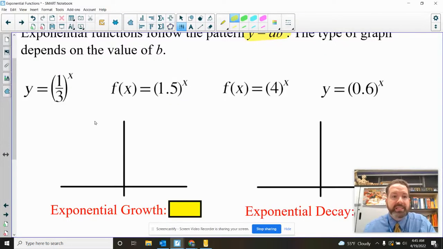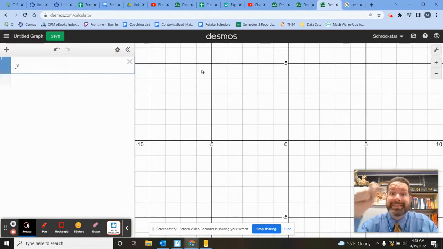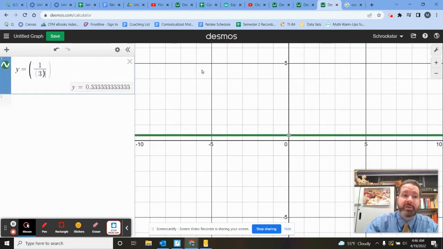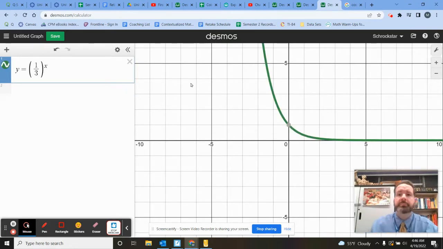The first one we're going to examine is y equals (1/3) to the x power. The parentheses matter. If you've got a fraction to that power of x, if you don't have the parentheses in, it is not going to do what you want. So 1/3. And then for the exponent, I just pressed Shift 6. You can also use the calculator at the bottom to get the exponent there. There we go. That's what this graph looks like. Notice that as you look at it left to right, so like you're reading a book, it goes down. We're going to bear that in mind.